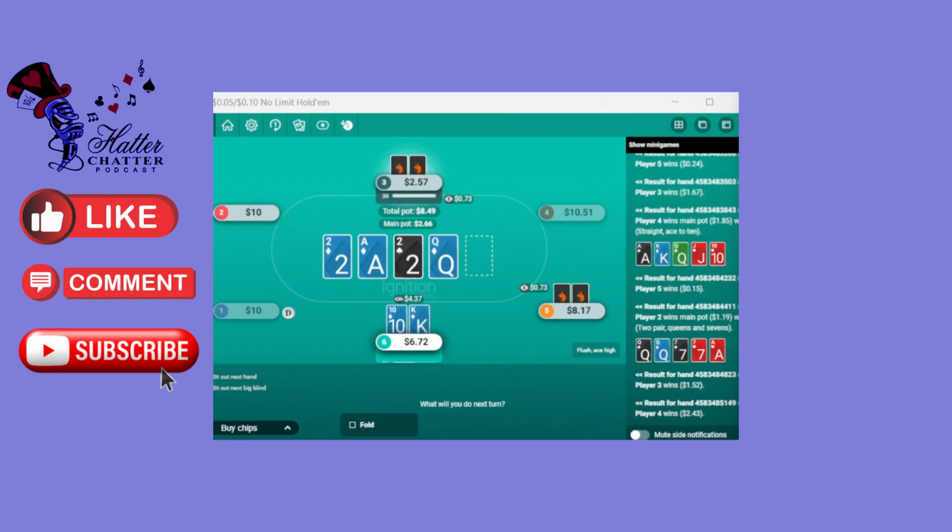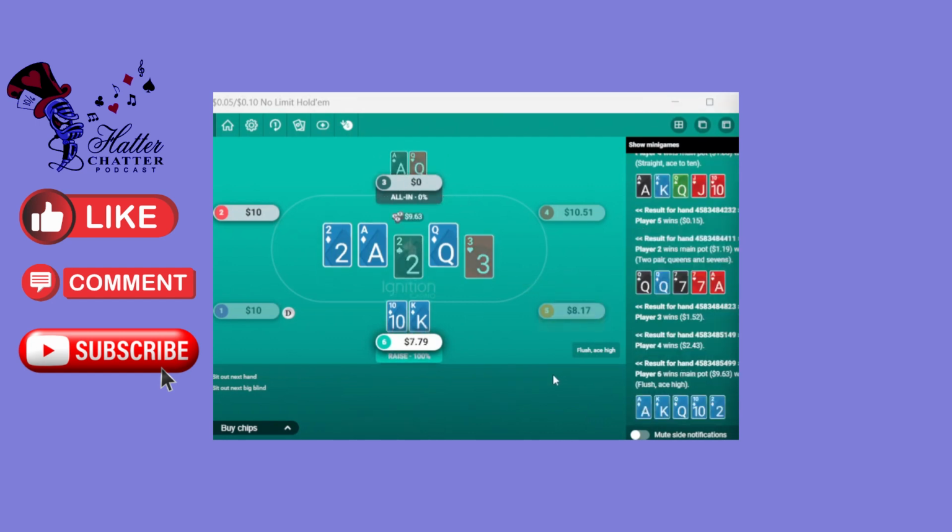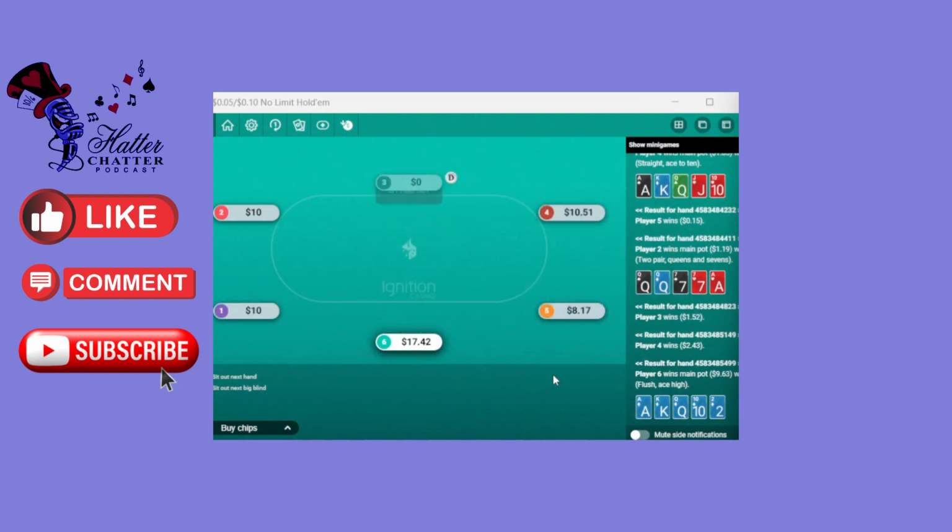I don't see much 2x in range. So I go ahead and call. The short stack's going to go ahead and snap me off with ace queen, and we fade the river. There we go. About time we faded something.